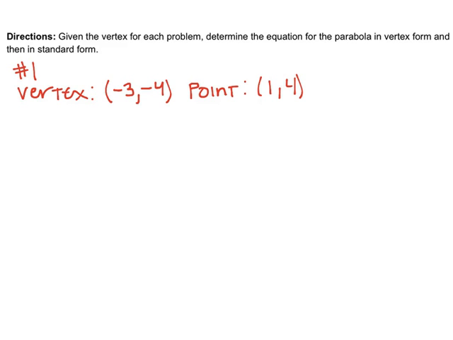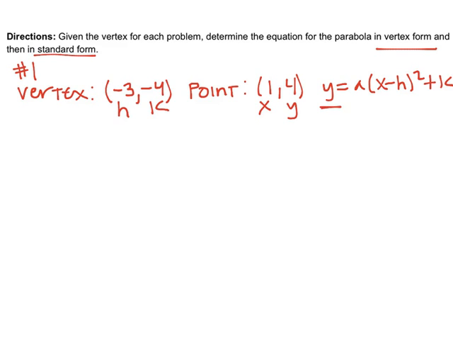So we're going to determine the equation of the parabola in vertex form, and then from vertex form we're going to put the equation into standard form. Remember that our vertex form is y equals a times (x minus h) squared plus k. We're going to be using our vertex, h and k, and our point, x comma y, to start plugging in our values.